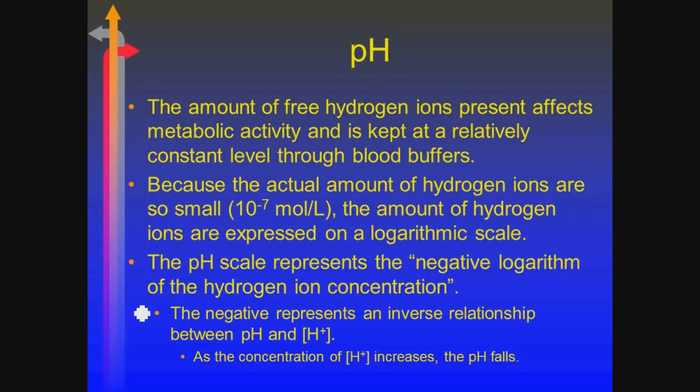Let me say that again. As the concentration of hydrogen ions gets larger, the pH goes down. As the hydrogen ions go up, the pH goes down, and we would say it's more acidic. So there's an indirect relationship between hydrogen ions and pH.